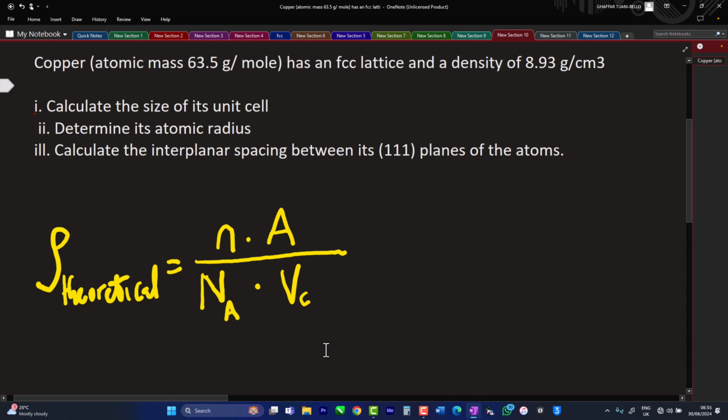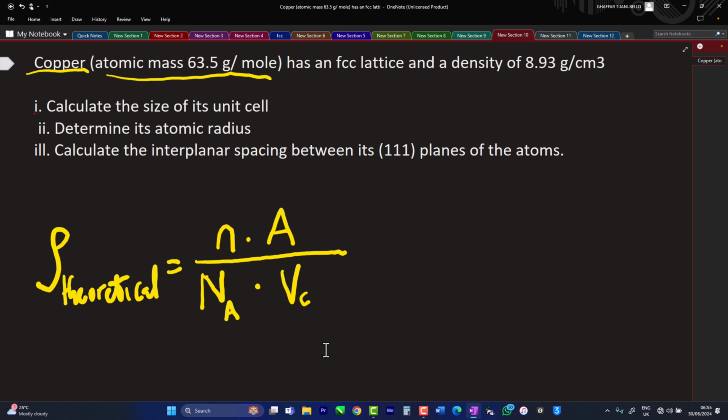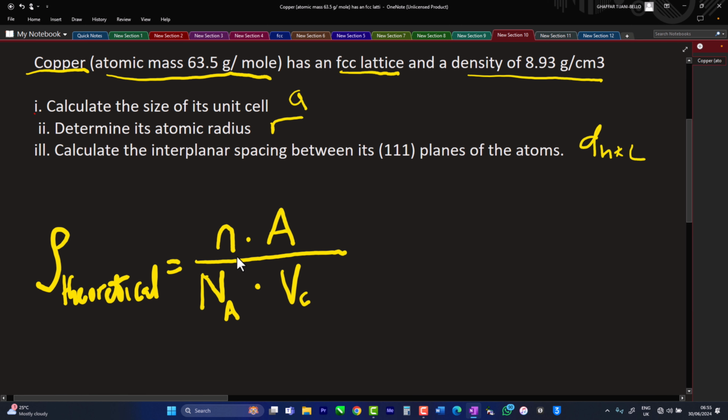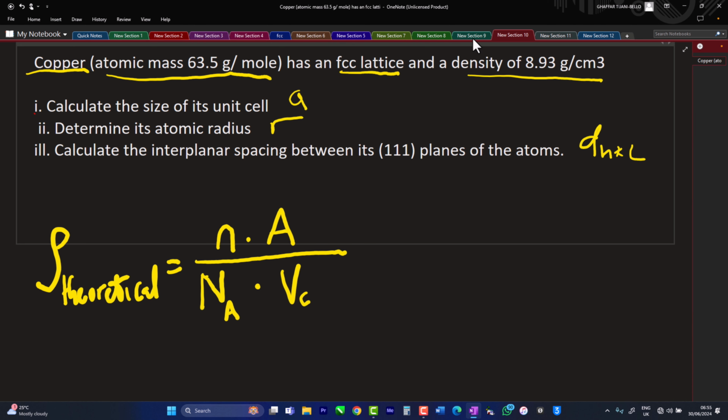So I came across this question that says copper has an atomic weight of 63.5 gram per mole, FCC structure, and a density of this. So we have to look for the unit cell lattice parameter A, we have to look for R, and we have to look for d_hkl. Right? So this question is literally the same thing as this question that I solved earlier.